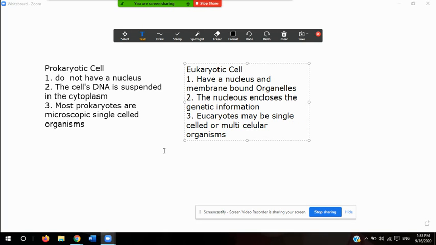Okay, so if you compare the two, prokaryotic cells do not have a nucleus or membrane-bound organelles. The cell's DNA is suspended in the cytoplasm, and most prokaryotes are microscopic single-celled organisms, whereas in the eukaryotic cells, we have a nucleus and membrane-bound organelles. The nucleus encloses the genetic information instead of it being suspended in the cytoplasm like it is here. And lastly, eukaryotes may be single-celled or multicellular organisms. So you may have single-cell organisms like algae that have a eukaryotic cell, or multicellular organisms like humans, for example.